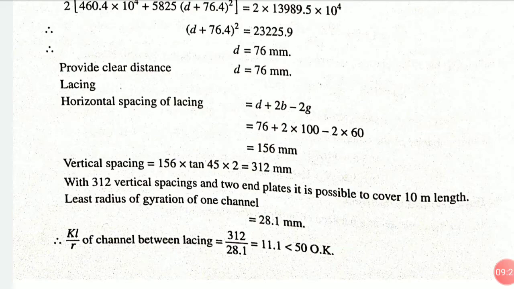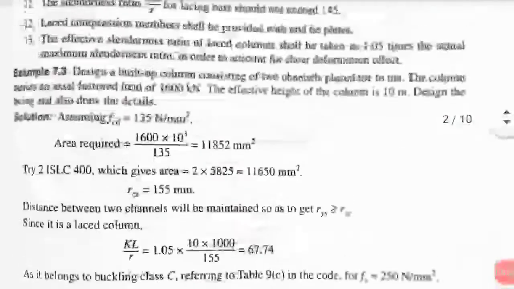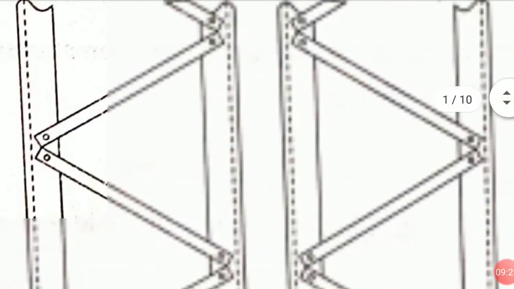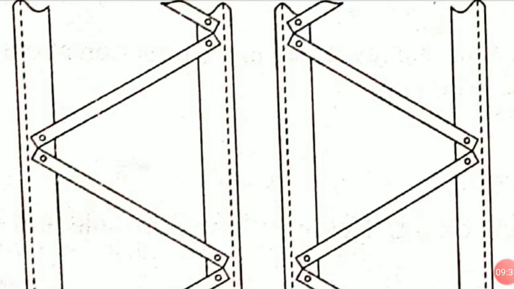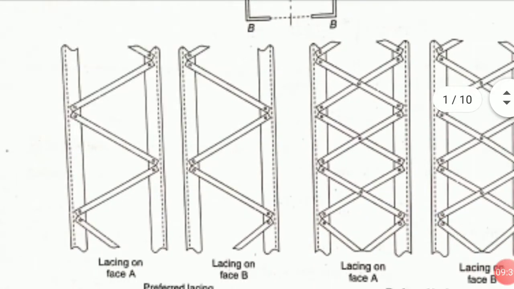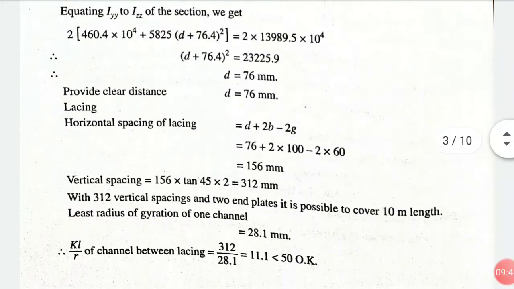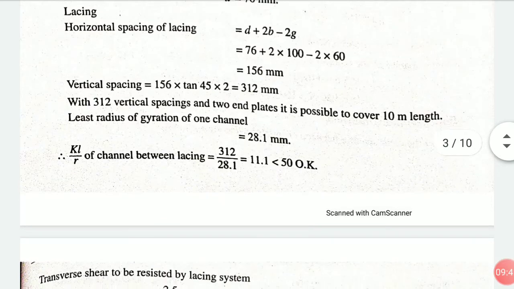2 means 2 lacings you will get in the vertical distance. See here, this triangle is giving you 2 distance. If I draw the horizontal line from left to right, it will give you 2 triangles. So the vertical spacing I will get here is 312 mm. Next, this 312 vertical spacing and 2 end plates, which is possible to cover 10 meter length.